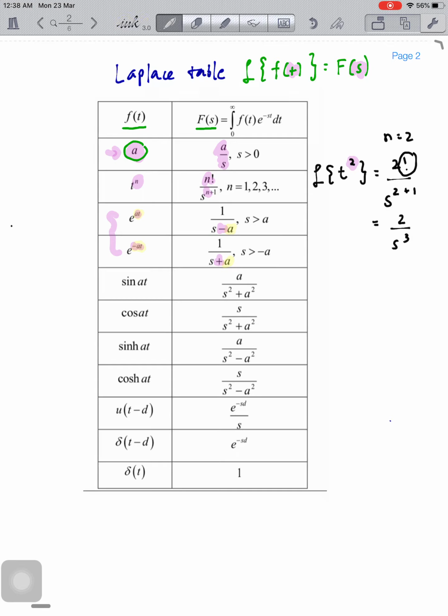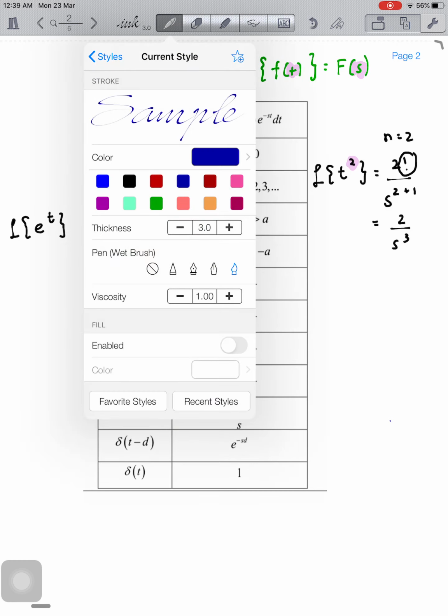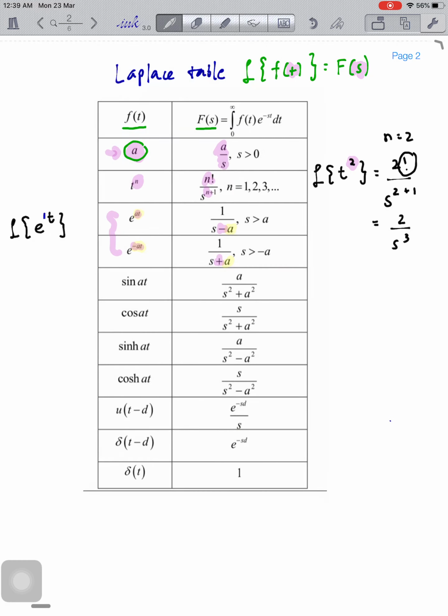For example, if I wanted to find the Laplace of exponential of t, what is my a value? Obviously here my a value is going to equal 1. And according to the table, when I Laplace this, I'm going to have 1 over s minus a, which is going to be 1 over s minus 1.